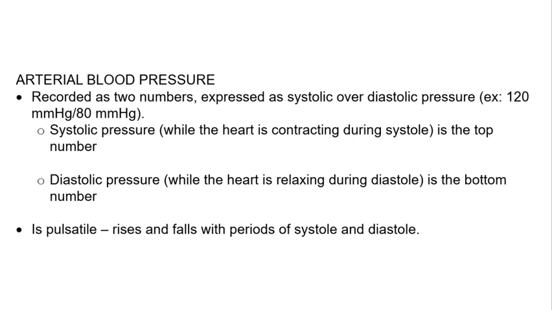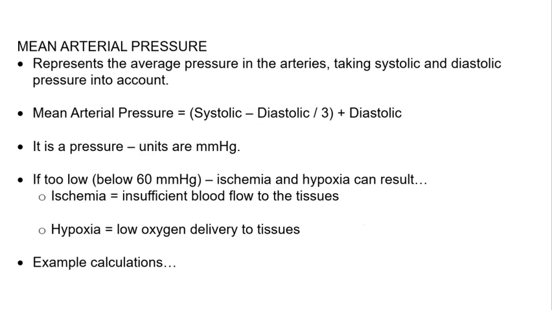Arterial blood pressure is pulsatile, and it rises and falls with periods of systole and diastole in the heart. Due to this fluctuation, it is common to calculate the mean arterial pressure, which is what we will examine next. Mean arterial pressure represents the average pressure in the arteries, taking both systolic and diastolic pressure into account.